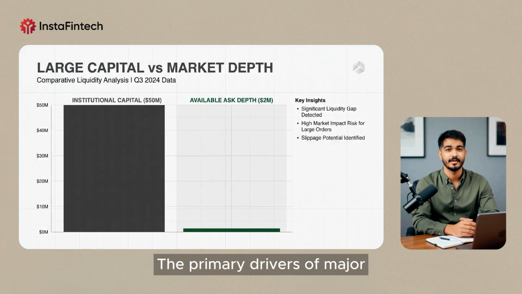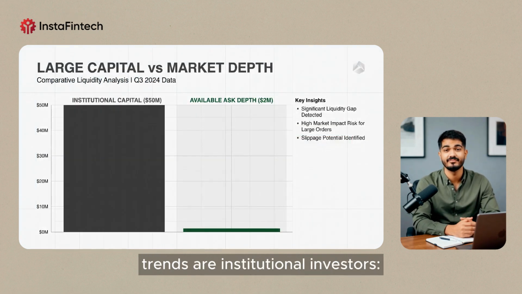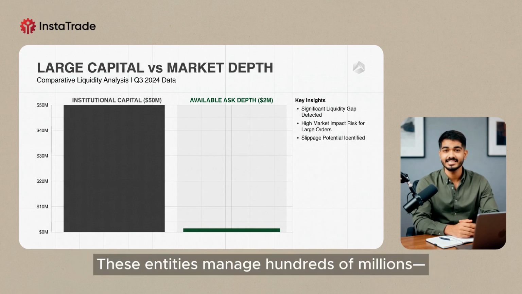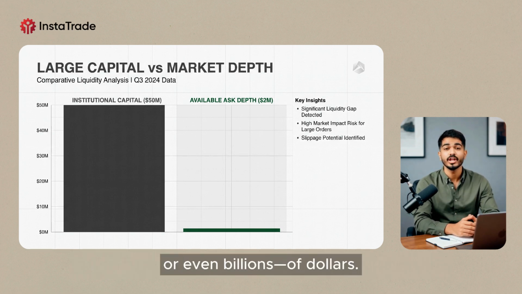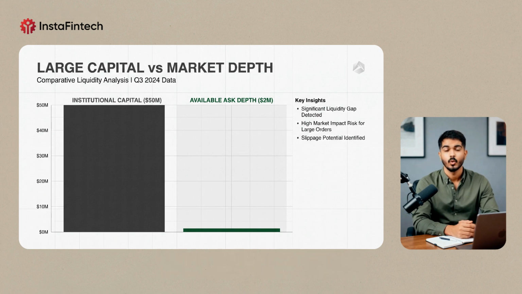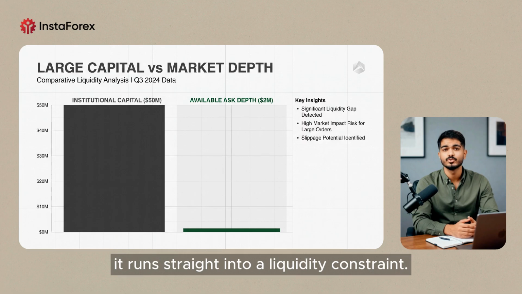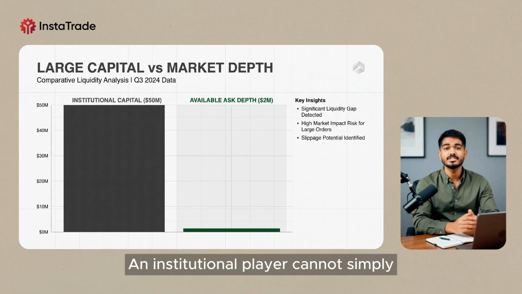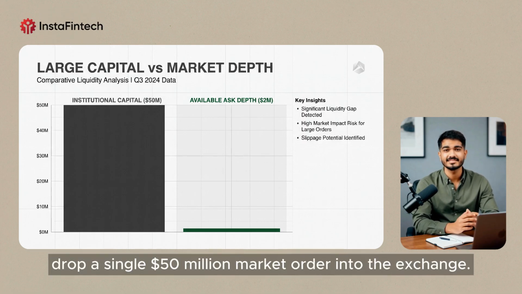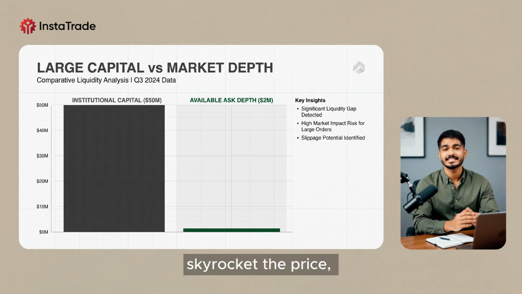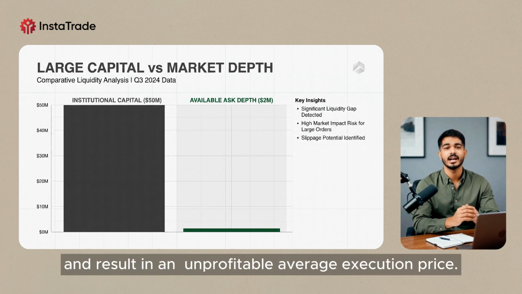The primary drivers of major trends are institutional investors, hedge funds, investment banks, and pension funds. These entities manage hundreds of millions or even billions of dollars. When a fund decides to buy a massive block of shares, it runs straight into a liquidity constraint. An institutional player cannot simply drop a single $50 million market order into the exchange. An order that size would wipe out the order book, skyrocket the price, and result in an unprofitable average execution price.